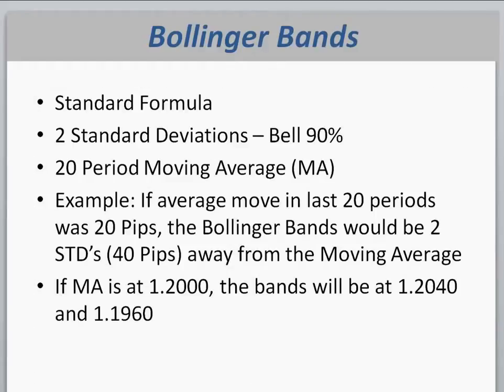Also, typically when you're plotting your moving average, you'll use a 20-period moving average. That's the average. So for an example, what does that mean? If the average move in the last 20 periods was 20 pips, meaning that in every period your trading instrument went from its high to its low by only 20 pips, then two standard deviations would be 40 pips away.